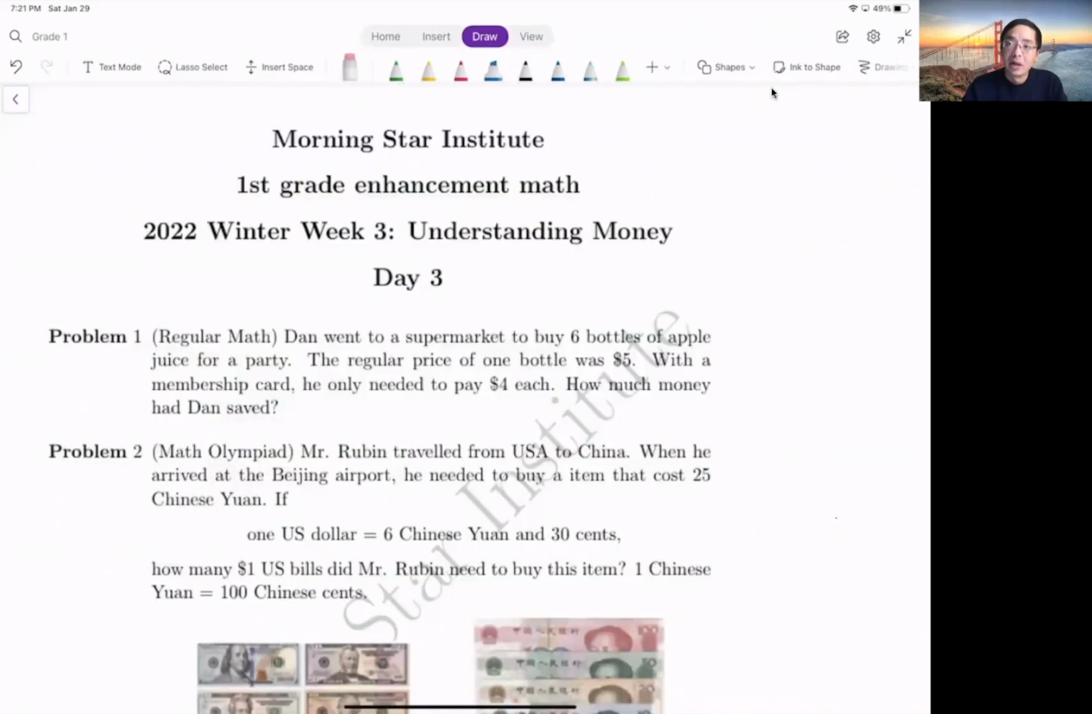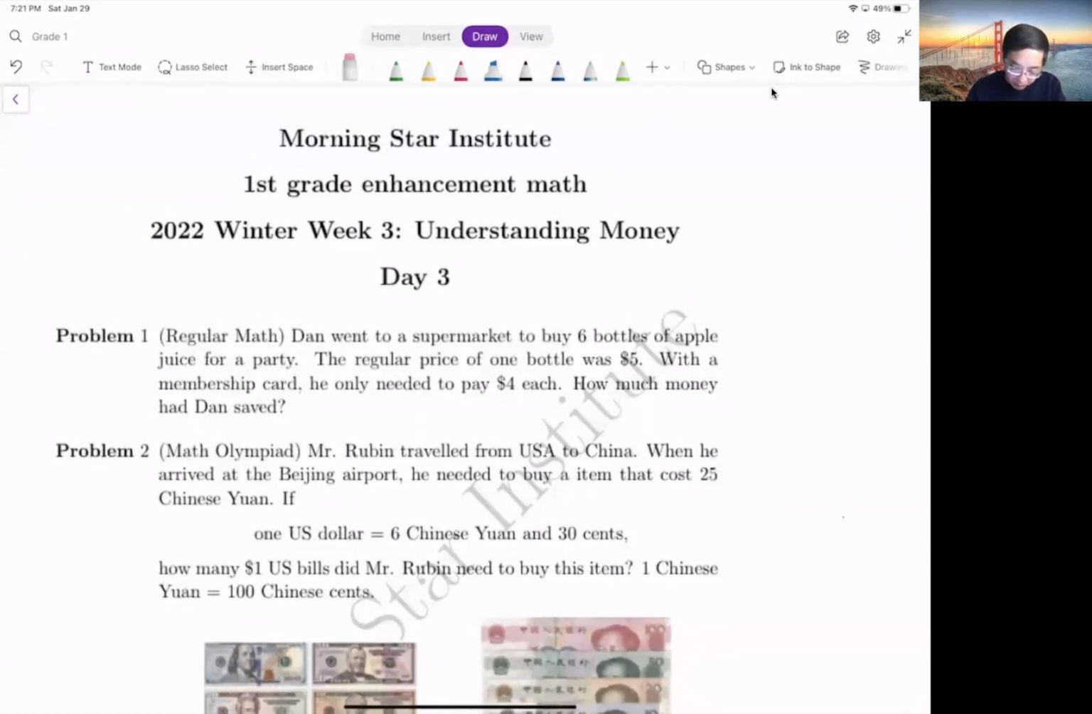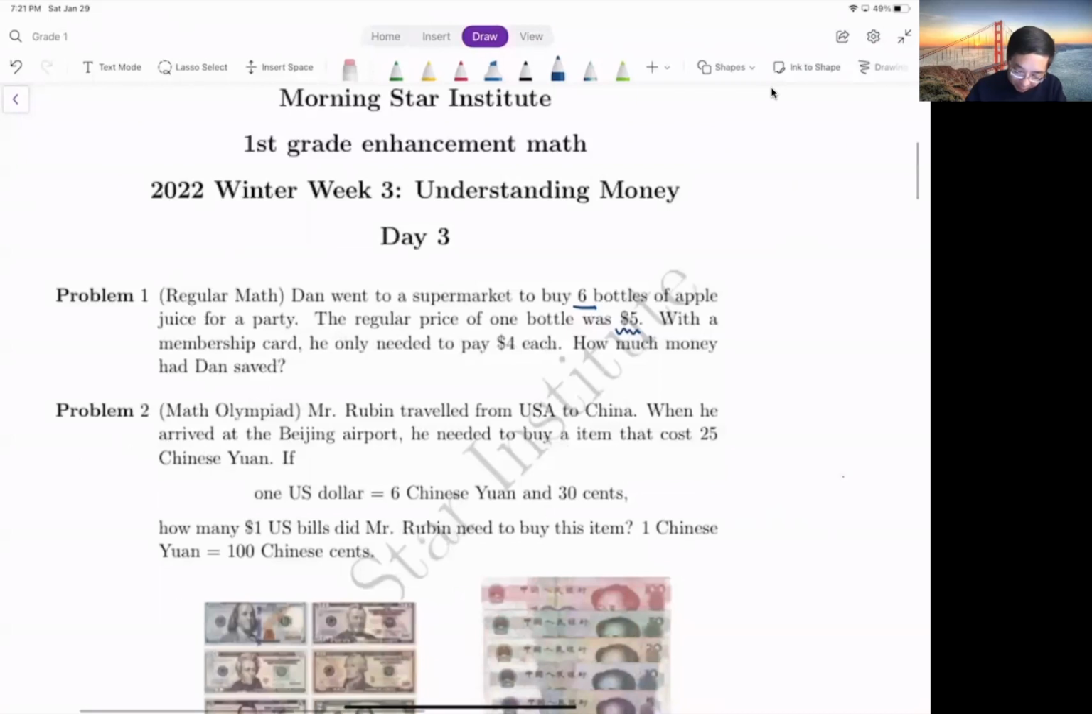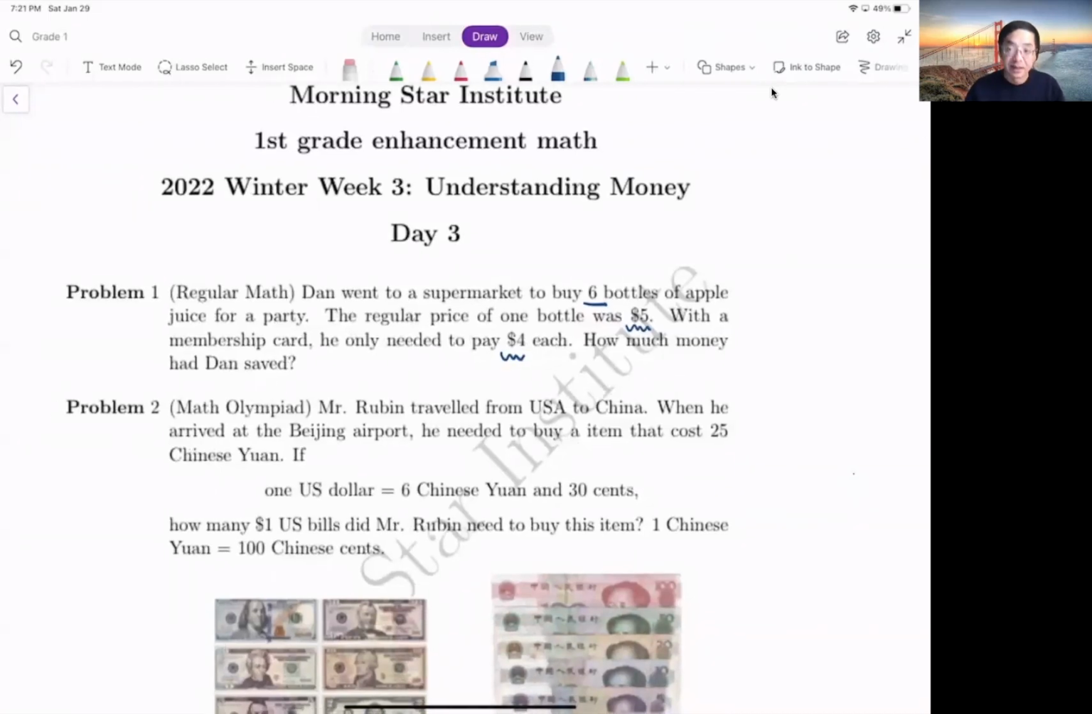Day 3, question number 1. The problem says, Dan went to a supermarket to buy 6 bottles of apple juice for a party. All right, so we notice 6 bottles. The regular price of 1 bottle was $5. With a membership card, he gets some kind of discount and he only needs to pay $4 each. The question, how much money had Dan saved?